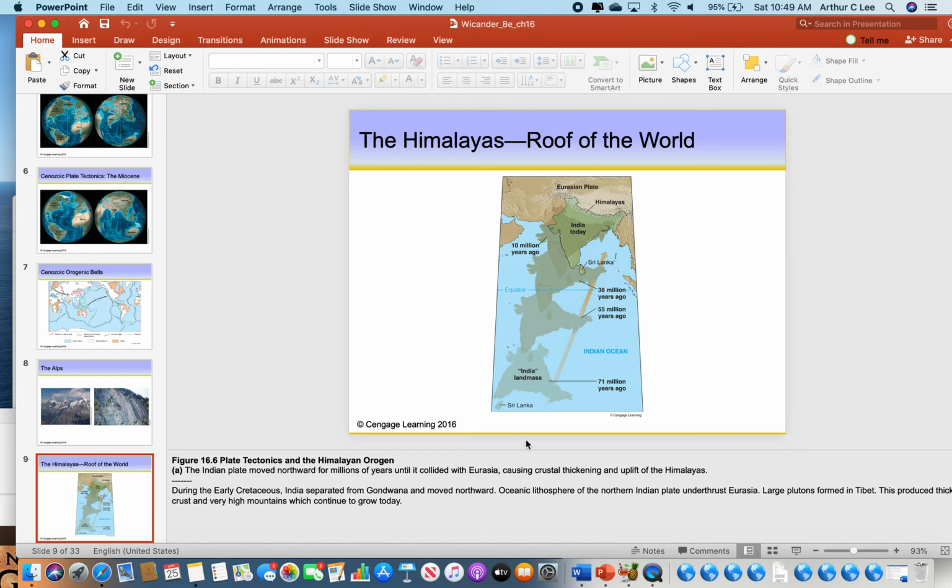Don't forget about India. Here's India 71 million years ago. It moves north to here about 55 million years ago. Finally, it collides with Eurasia about 8 to 10 million years ago, pushing up the Himalayan mountains. The Himalayan mountains are the youngest mountain range in the world. Therefore, they are the tallest mountains in the world.